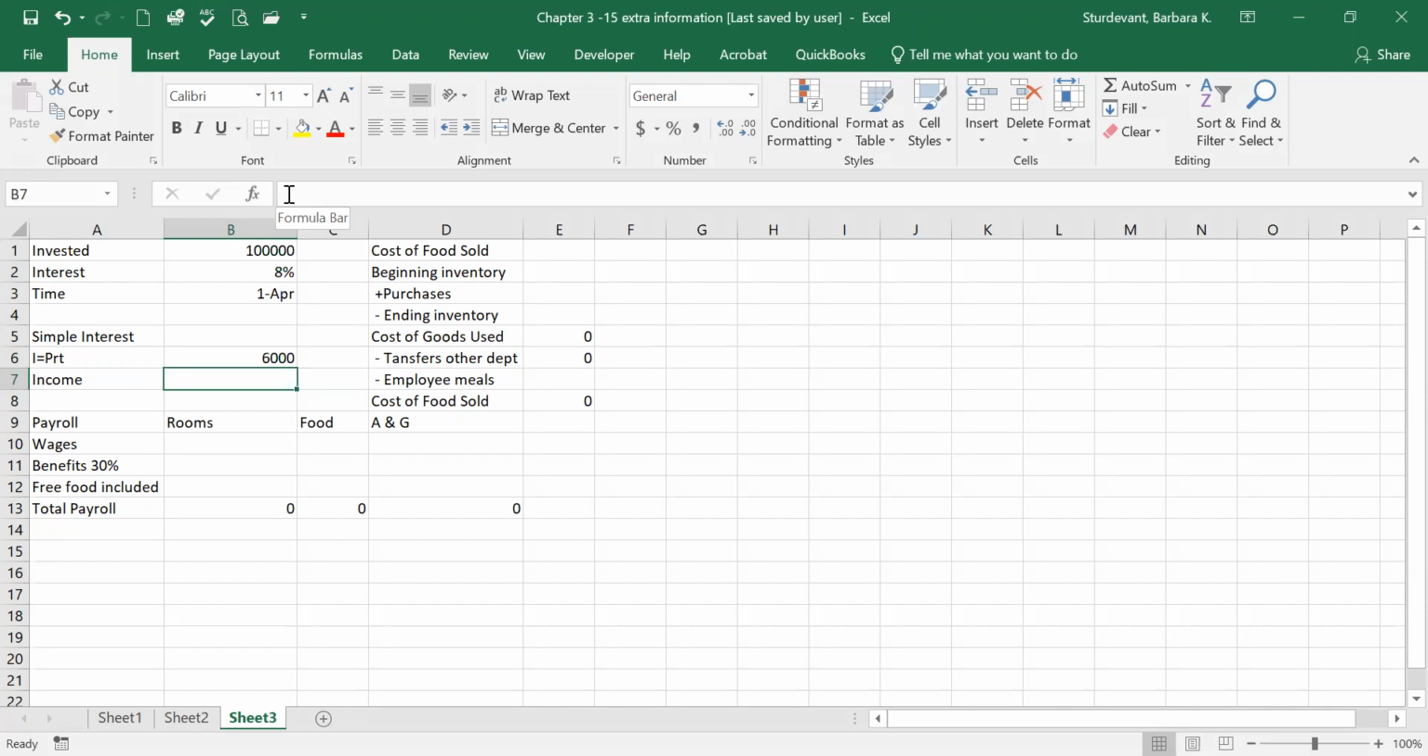And remember, that's interest income. So where's it going to go? Where's it going to go on your income statement? Non-operating income and expense. Up on the top part, right? Under income.